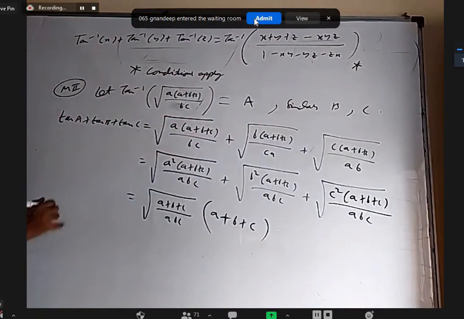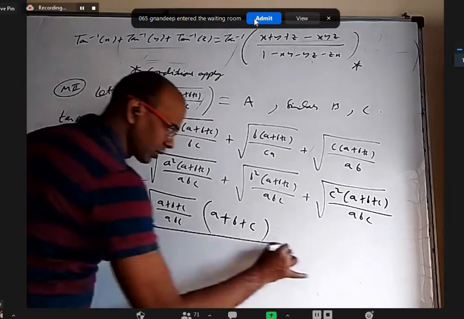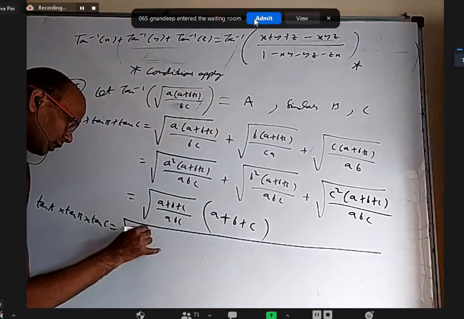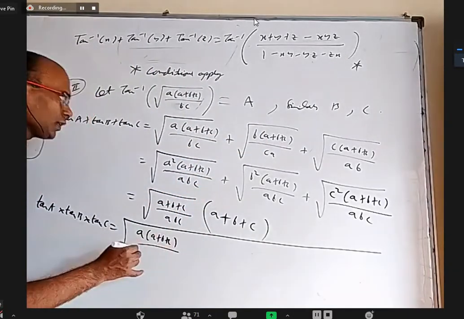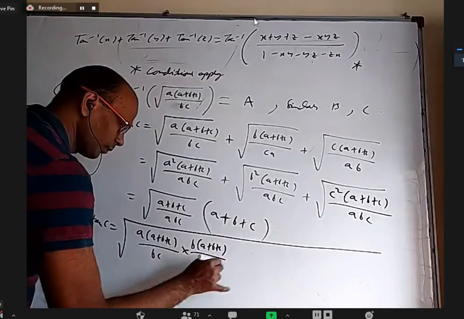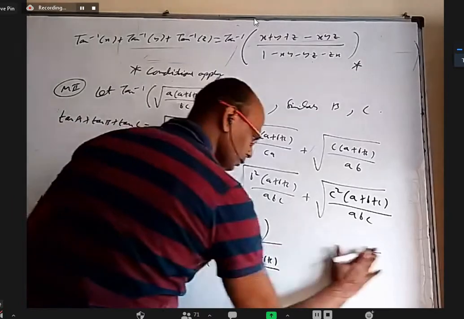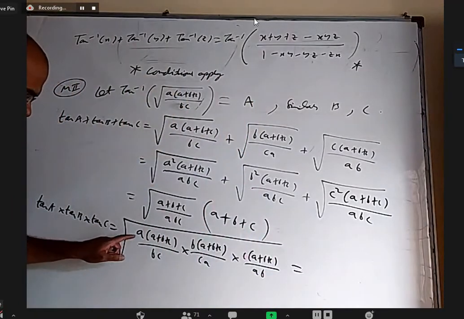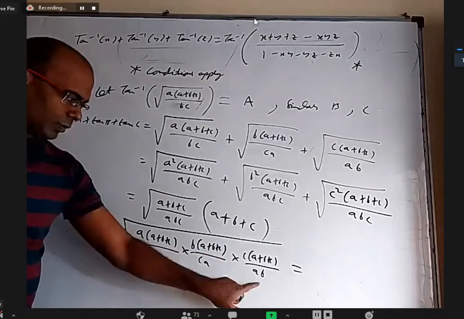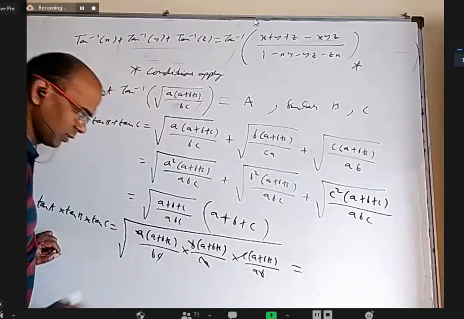Let us see what is tan a into tan b into tan c. Tan a into tan b into tan c is the product of these things. That is a big square root. Let me write and multiply all this: a by (a plus b plus c) by bc, into b into (a plus b plus c) by ca, into c into (a plus b plus c) by ab. You can easily see here 1a and 1a will cancel, 1b and 1b will cancel, 1c and 1c will cancel. A will cancel here, b will cancel here, c will cancel here.